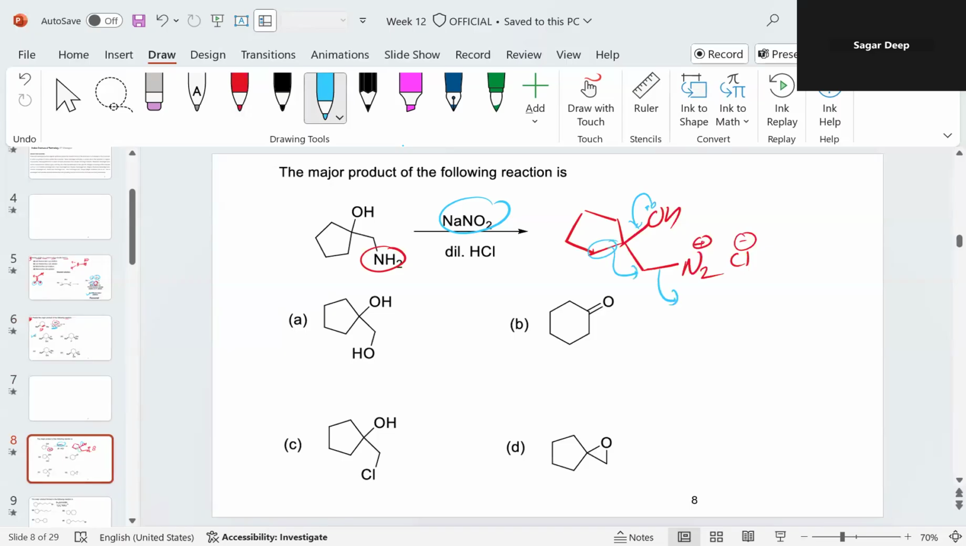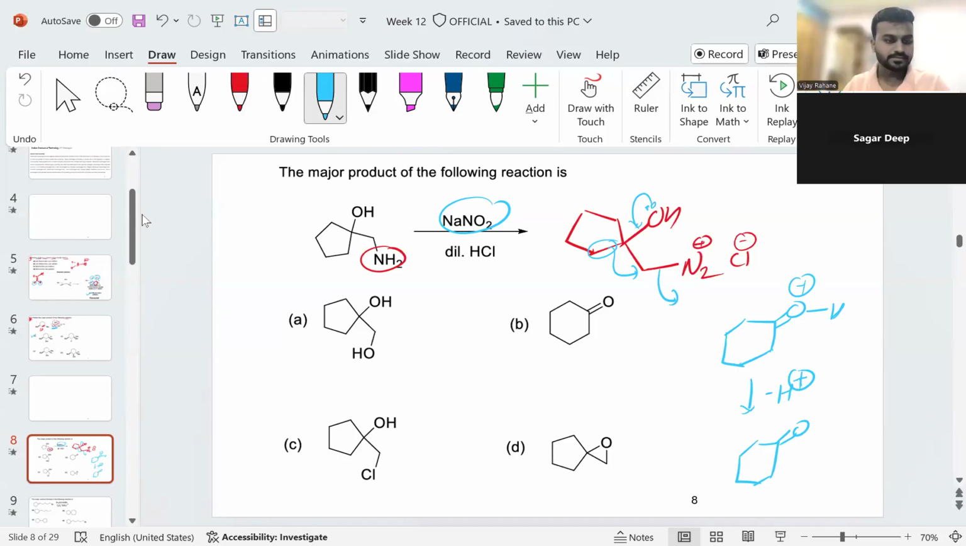So this N2 group releases, and it gives the formation of the six-membered compound. In the last step, a proton is eliminated, so it gives the final product, where this proton is abstracted by the solvent. So this is the product we get in this reaction.